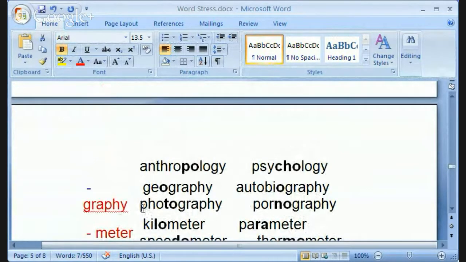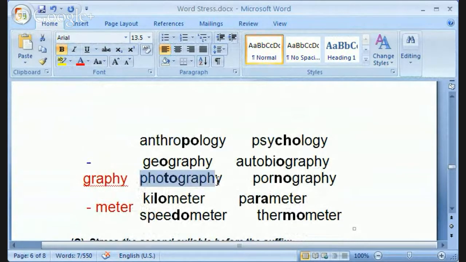And that is why we have photography. If I get rid of the graphy in photography, the short, informal form is photo. Photo, first syllable stress. It's because I add graphy that I now have to stress the middle syllable. That's why this is being stressed. And it's before, not the last syllable, but before the entire suffix, in this case, graphy.